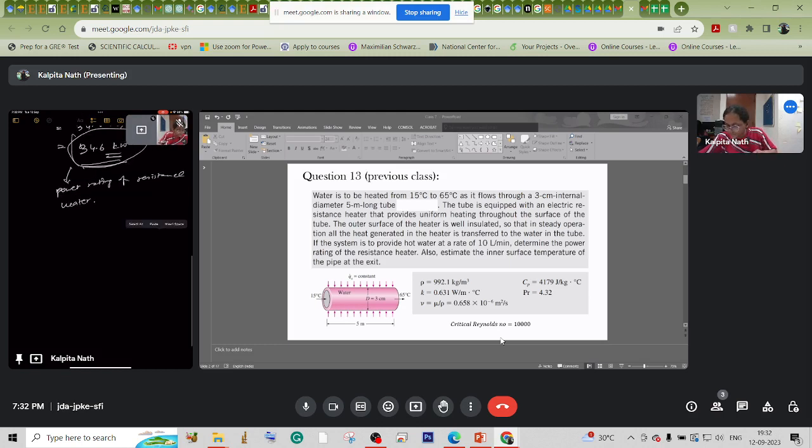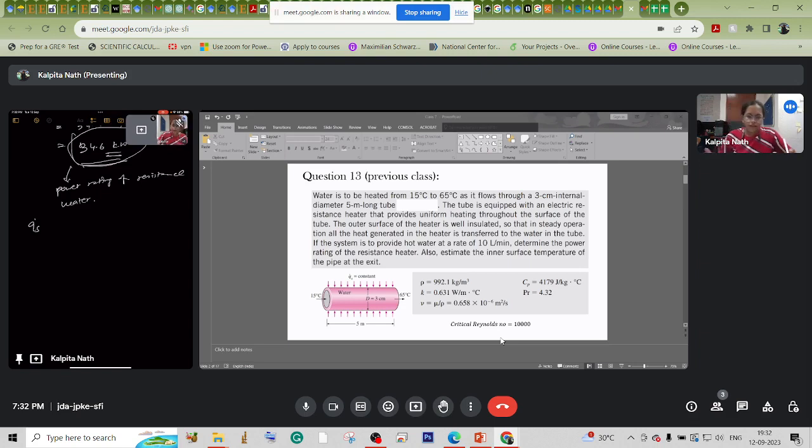Right? Now what has been asked next is the inner surface temperature of the pipe at the exit. For the inner surface temperature, we can take it from the surface heat flux, that is Qs dot.